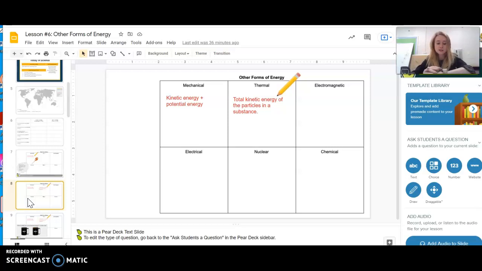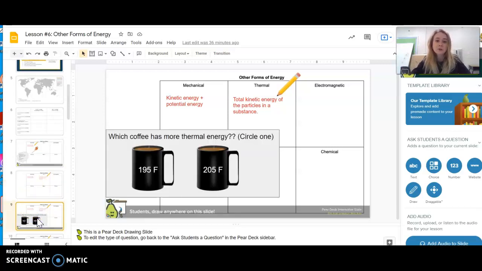Thermal energy is the total energy of the particles in something, and the total kinetic energy, so how fast those particles are moving. And when we talk about particles, we're talking atoms. And typically when you raise the temperature of something, you're giving it more thermal energy.